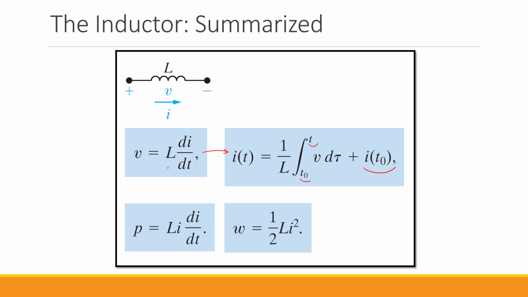And then based on that, and given that we know P equals VI, you can write the equation for the power as L i multiplied by di over dt. And as you can see, the power also is proportional to the rate of change of the current over time. And then based on that, the equation for the energy of the inductor is W equals 1 over 2 L i squared.